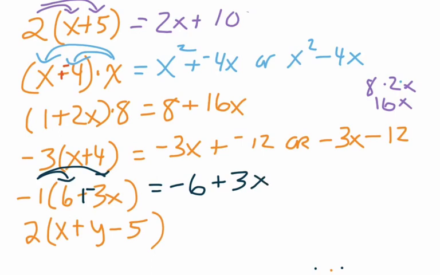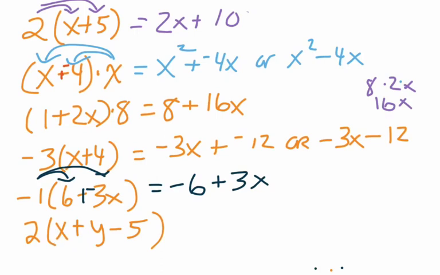And what is interesting to note about that is multiplying by negative 1 flipped the sign. So the positive 6 became a negative 6. The negative 3x became a positive 3x. Kind of file that away under stuff that you know.